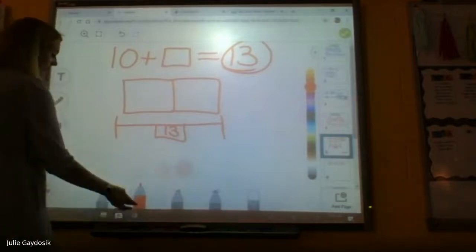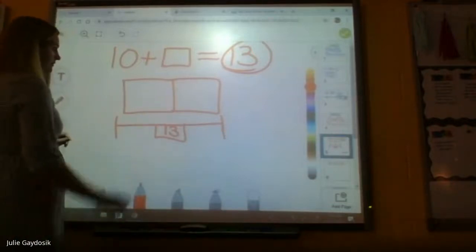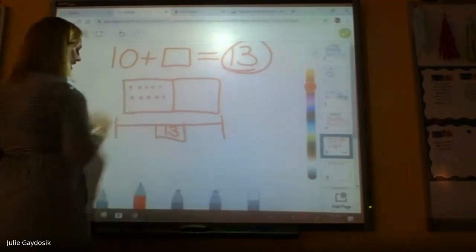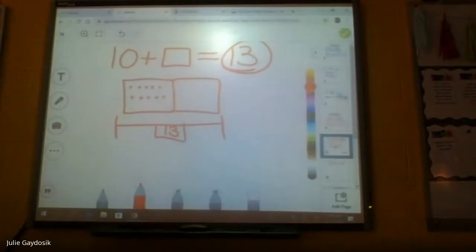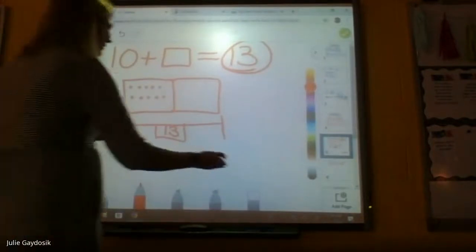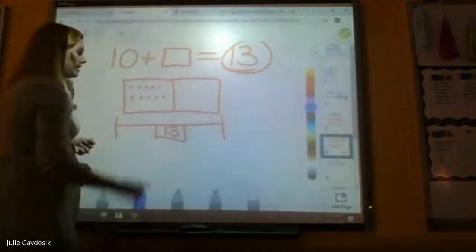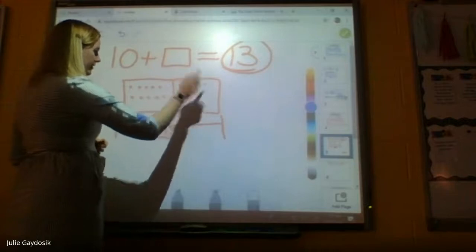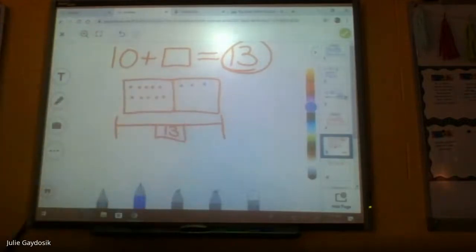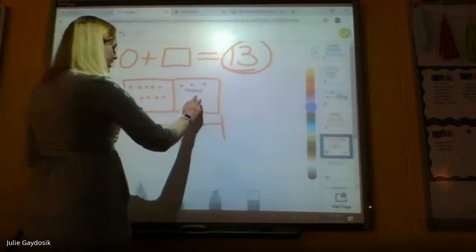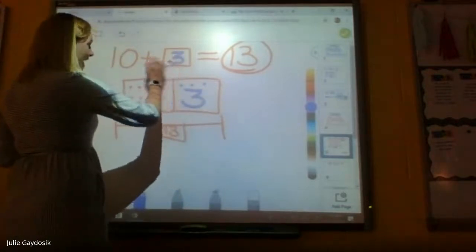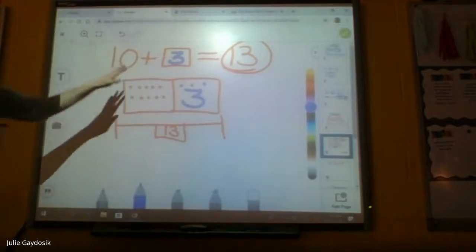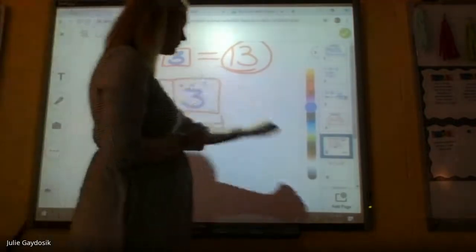So this is the number 10. 1, 2, 3, 4, 5, 6, 7, 8, 9, 10. Then you're looking at how many you need to count on in order to get to 13. So 1, 2, 3, 4, 5, 6, 7, 8, 9, 10, 11, 12, 13. Now, how many did I write in this box here? That's right, I put 3. So it takes 10 plus 3 to get to 13. Okay, I have my equation, I have my strategy, and I have my answer.